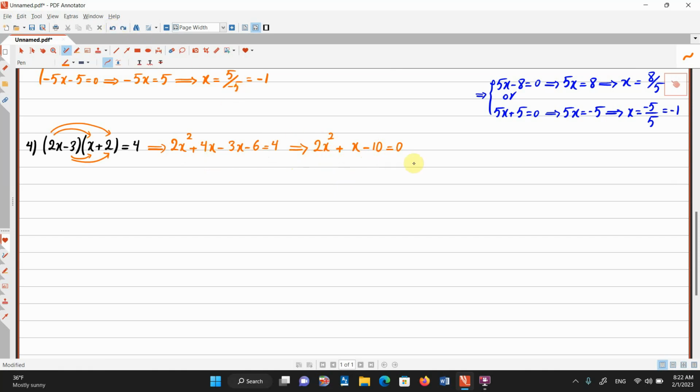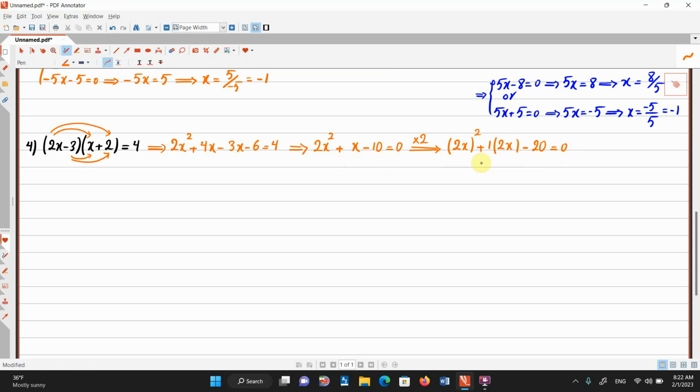Therefore, to be able to solve this equation by the sum and product method, I have to multiply all terms by the leading coefficient, 2. If we multiply all terms by 2, we can reach 2x whole squared plus, as you see guys, this is x. That means the coefficient of this is 1. Therefore, plus 1 times 2x minus 20 equals 0.